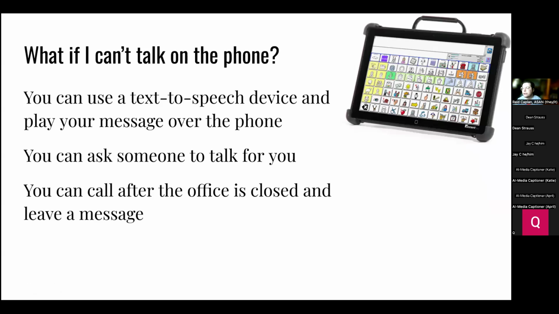So if you can't talk on the phone, you can still use phone calls as a way of doing advocacy. You can use a text-to-speech device and play your message over the phone. If you do this, it's important to say at the beginning of the call that this is not a robocall, that you are someone using a text-to-speech device, because otherwise you might get hung up on because people are used to robocalls. You could also ask someone to talk for you. They can call and then at the beginning of the call, they just say, "Hi, I'm speaking on behalf of your name who has a disability and can't talk on the phone," and then say the message that you wrote beforehand.